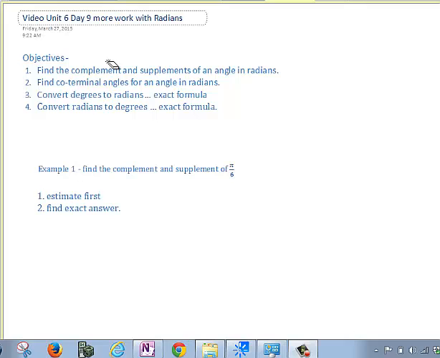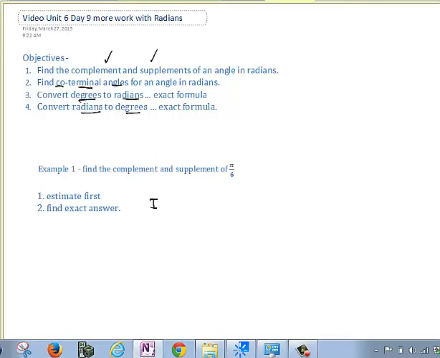Now today what we're going to be working on is finding complements and supplements of angles and radians. We're going to find coterminal angles for angles and radians. We're going to try to convert degrees to radians and try the backwards conversion. And what we're going to first start off with is complements and supplements.